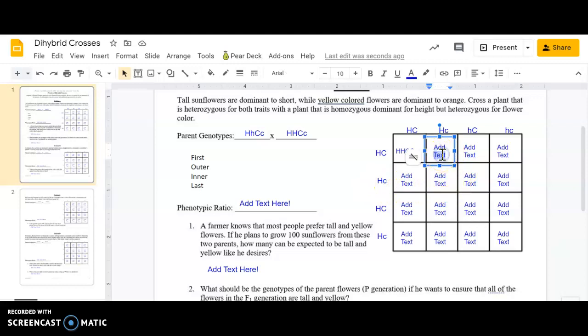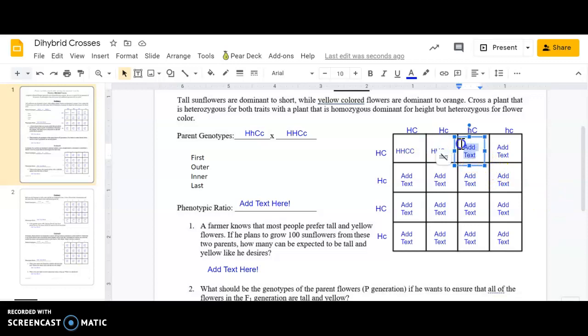We have a big H and a big C from parent 1. We have a big H and a little c from parent 2. So the two big H's, we have homozygous dominant, and then we have heterozygous for flower color because we have a big C and a little c.